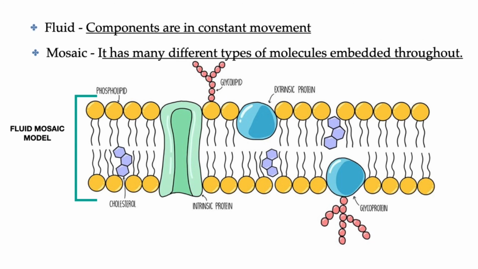And so the fluid mosaic model helps explain how the plasma membrane is both a fluid with components that are in constant motion and a mosaic with many different types of molecules embedded throughout.